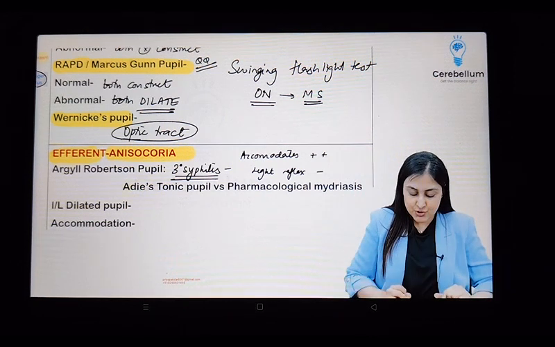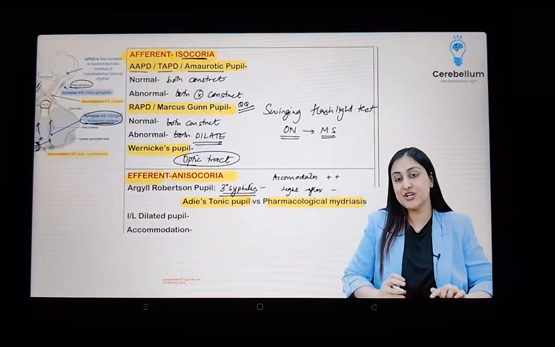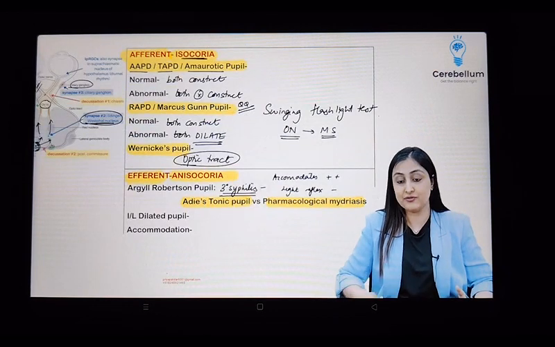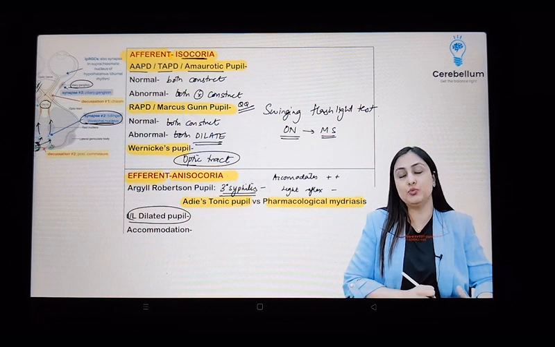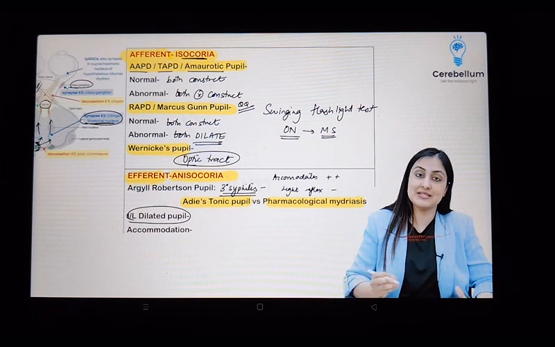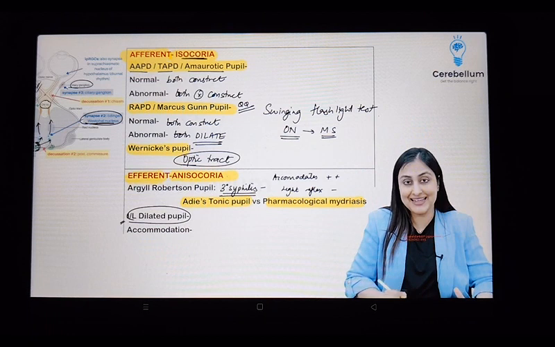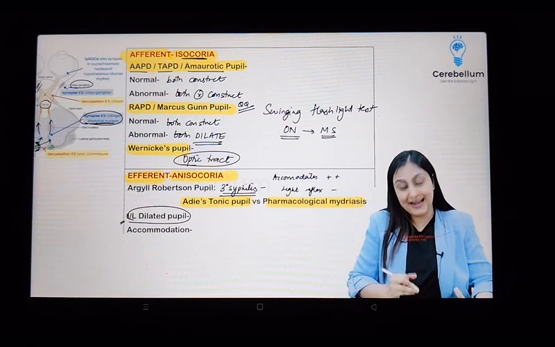Then you have Adie's tonic pupil and you have pharmacological mydriasis, where again one eye is showing light reflex which is not there. But in addition, you also have an ipsilateral dilated pupil. It's not just light reflex being absent, it's an ipsilateral dilated pupil, and that is the difference between ARP, which is Argyll Robertson, and Adie's.